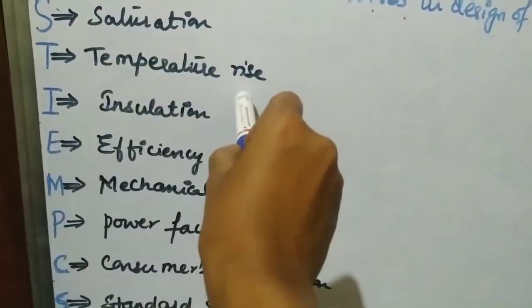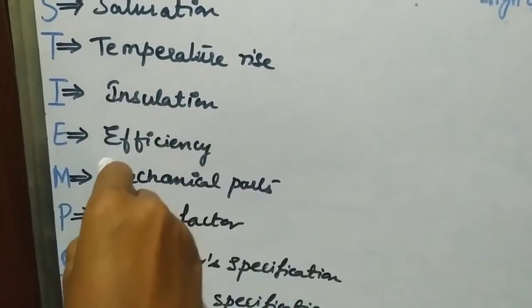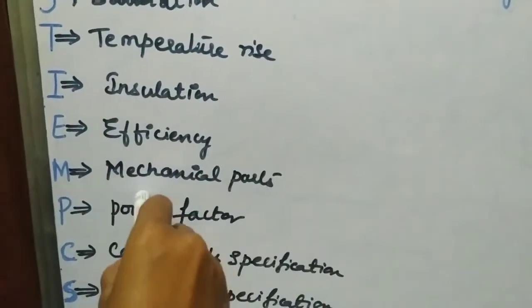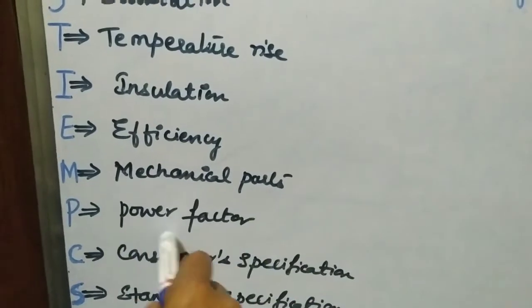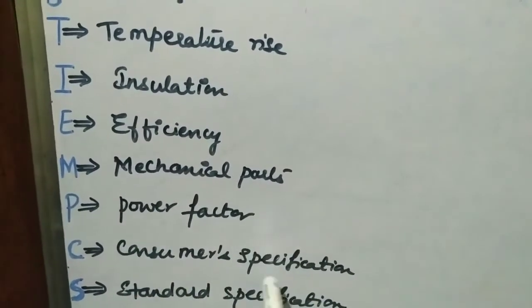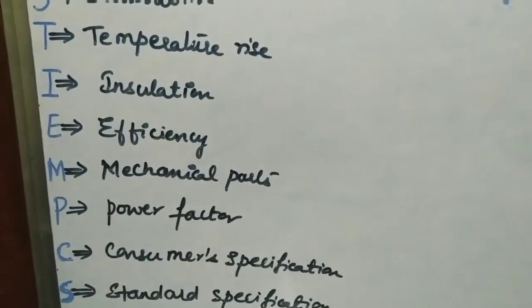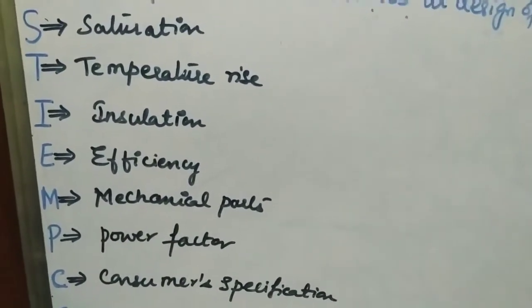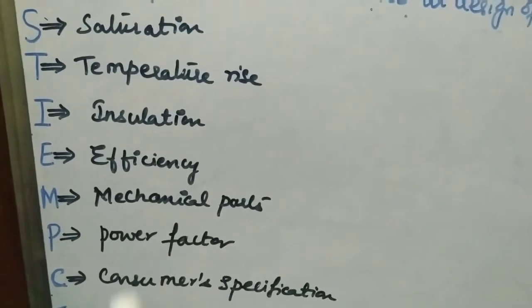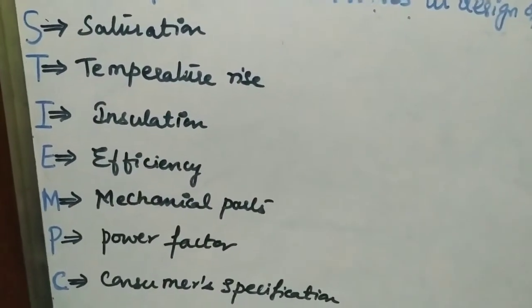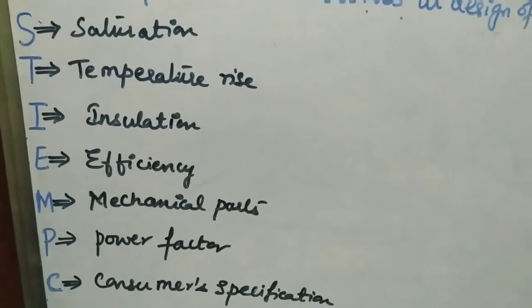So you can take S as saturation, T as temperature rise, I as insulation, E as efficiency, M as mechanical parts, P as power factor, C as consumer specification and S as standard specifications. So we need to explain each and every one of these factors, okay, which will be very important.